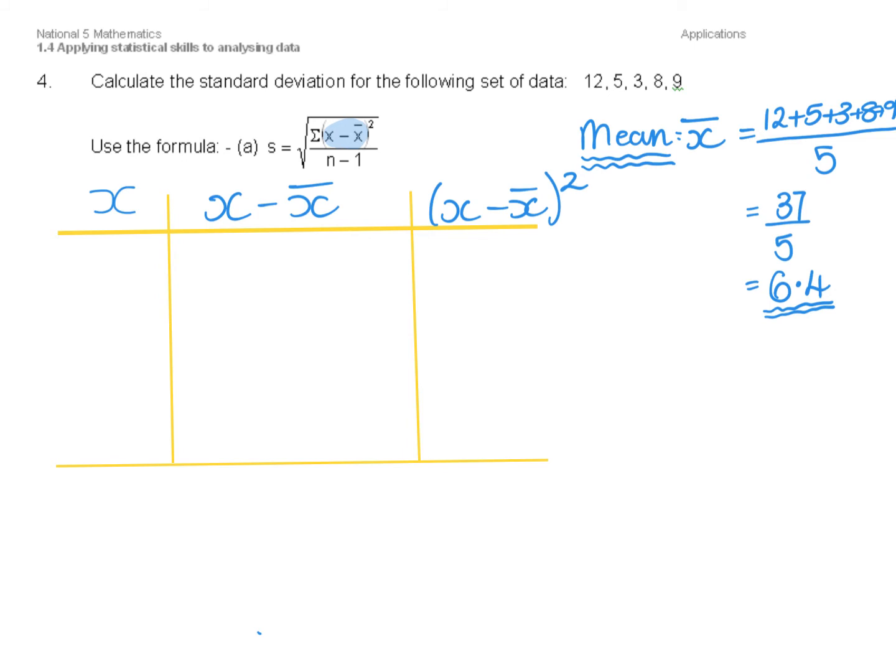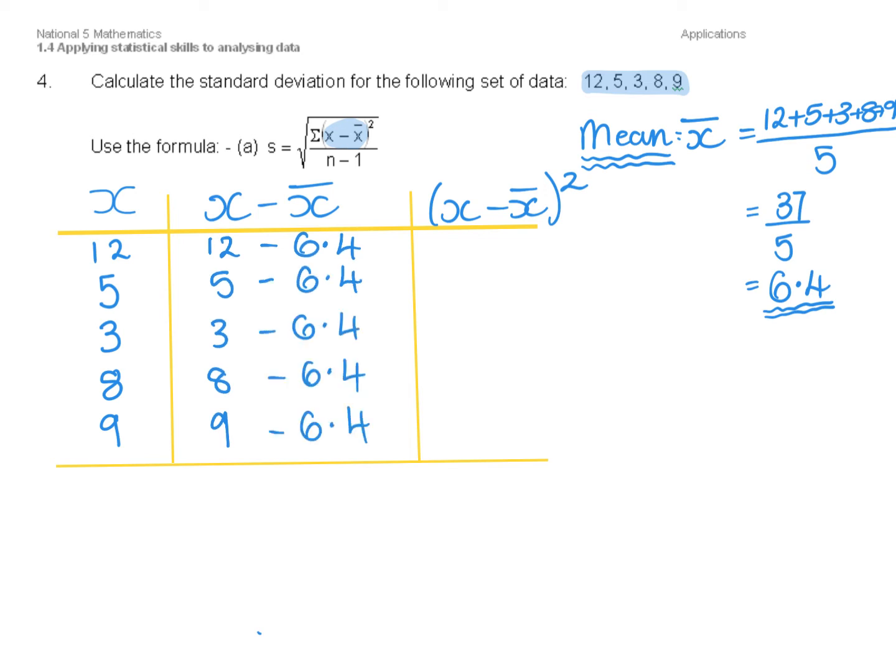Next job, I need to take each of my data values from up here, and I need to put them into my table under the x. Okay, so my data values were 12, 5, 3, 8 and 9, so that's those in place. So next column, I have to take my x and I have to subtract the mean. Okay, so I've just taken my x values across to the next column, and for each of them I'm going to take away the mean. Now the mean is always 6.4, and I'll be using a calculator for this one.